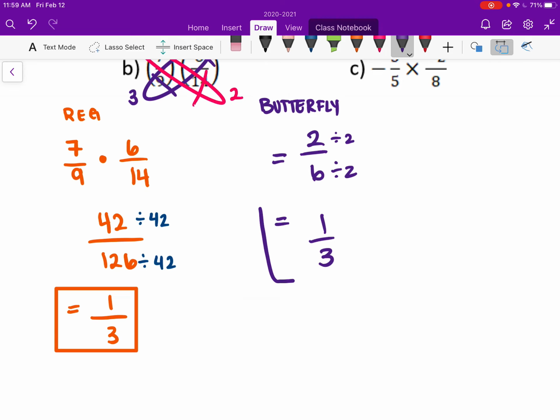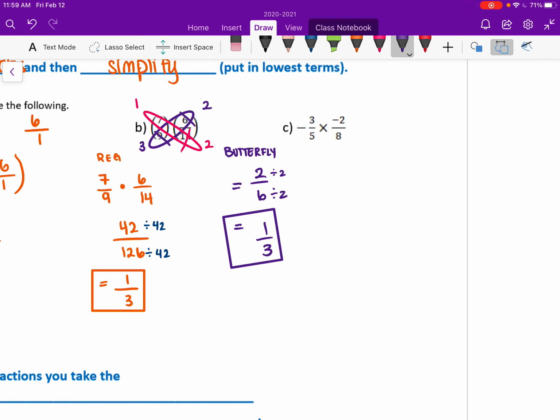I get the same answer either way. Just those numbers are easier to work with. Right? I'm not worried about adding up big numbers. I'm not worried about making sure that I don't make a mistake. They're just easier to work with.